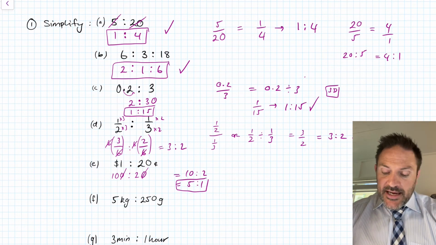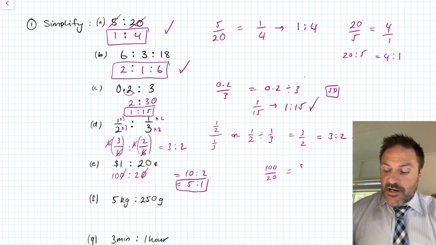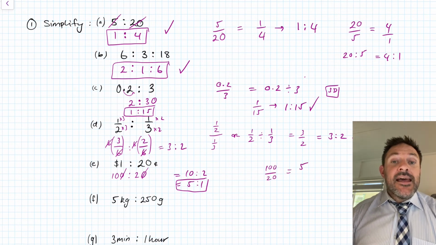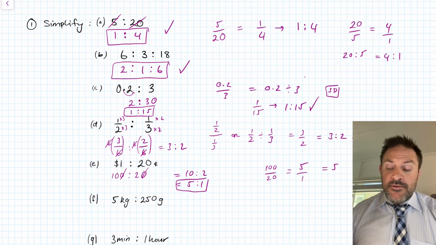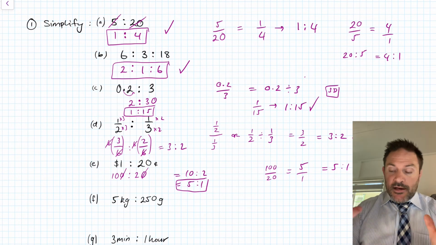Pretty simple. Again, you could put 100 over 20 on your calculator like that. 100 over 20. But the problem is you're going to get 5 as the answer. As long as you know 5 is 5 over 1, which is 5 to 1, then you're good to go as well. So again, calc, non-calc, up to you.